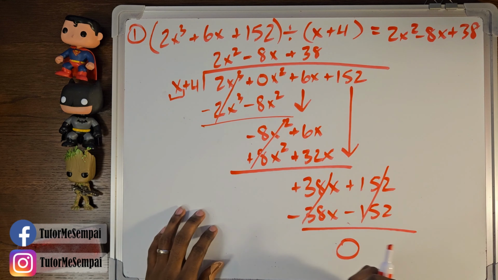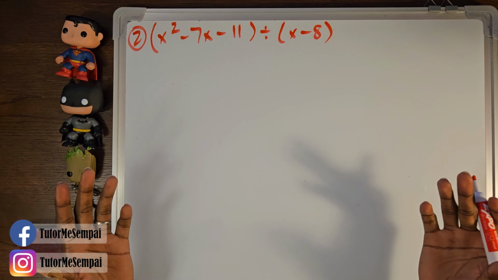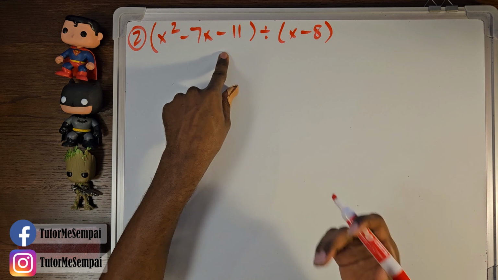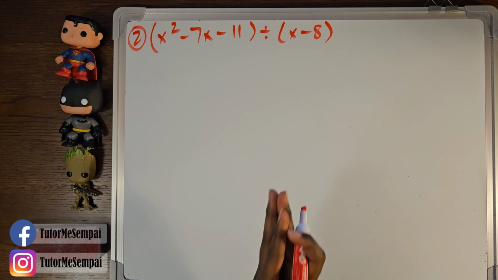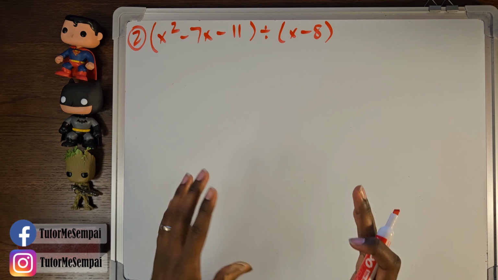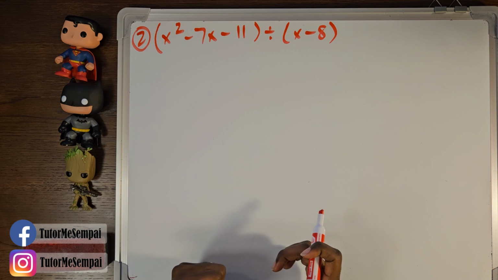Let's jump into our second example to see how we would write this if there was a remainder. In our last example for today, we have x squared minus 7x minus 11, and we're dividing it by x minus 8. And we're going to do polynomial long division. But remember, this example is going to have a remainder. So we've got to figure out when we need to stop. But first, let us set this up in our polynomial long division fashion.